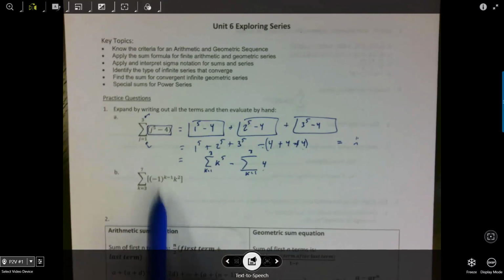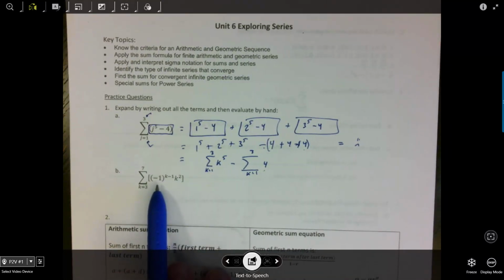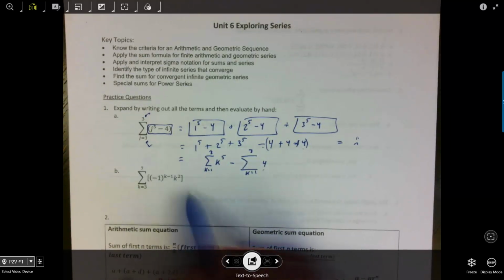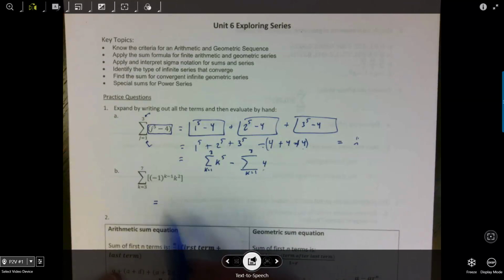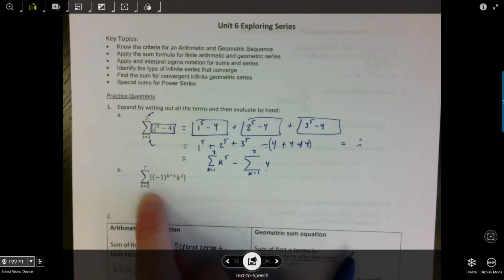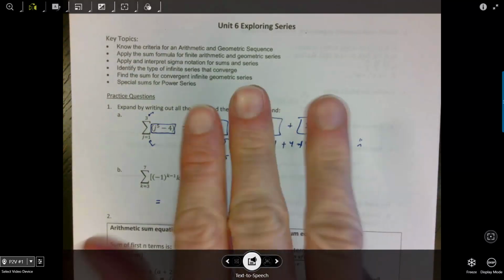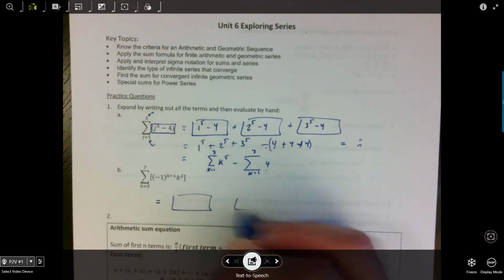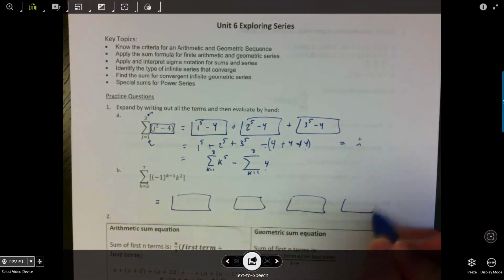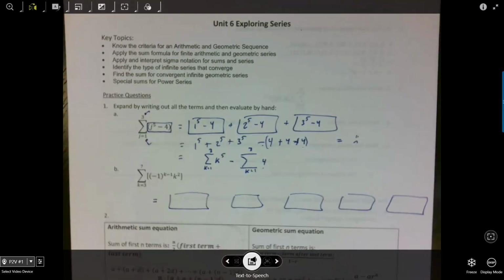Another good thing to know is to recognize this pattern where you have -1 to a power of your dummy variable. You should know that that general pattern produces an alternating sequence of 1s and -1s. Let's go ahead and evaluate this. So k ranges from 3 to 7. So that's 3, 4, 5, 6, 7. So that should be 5 terms. 1, 2, 3, 4, 5.